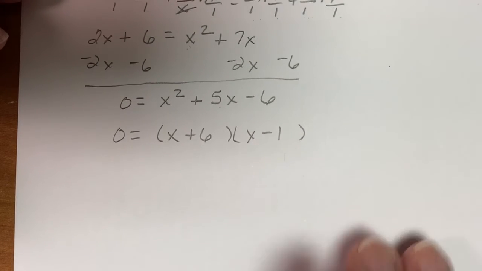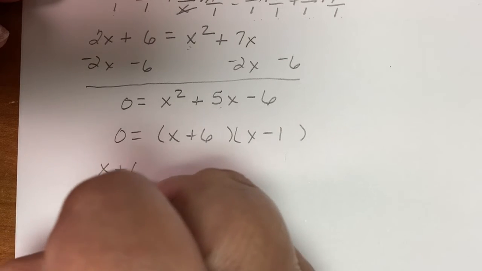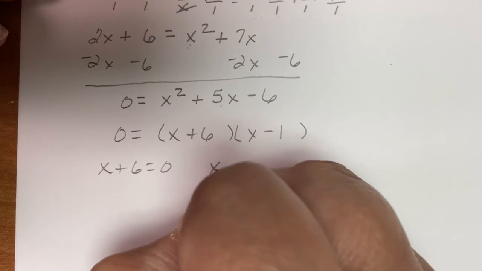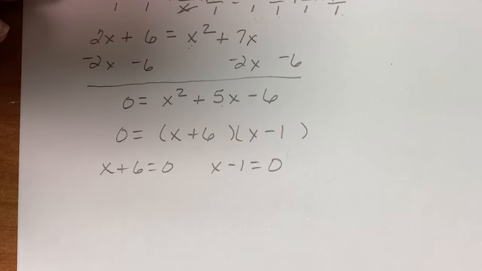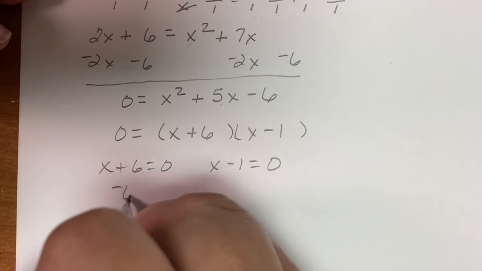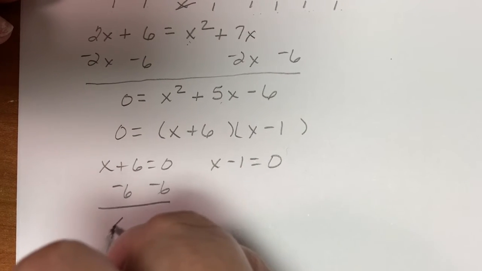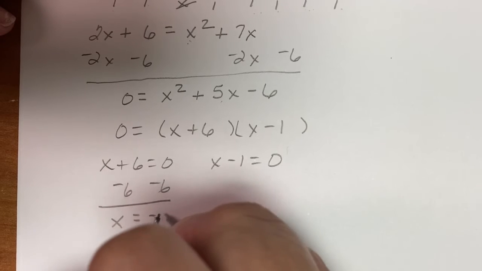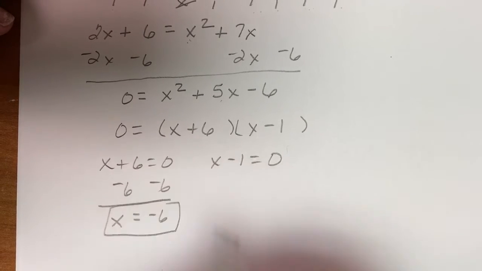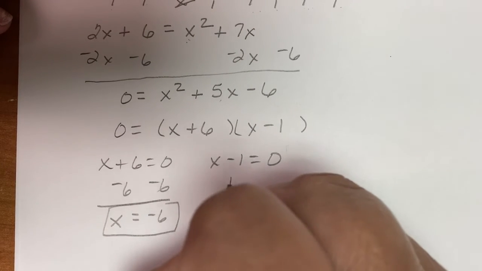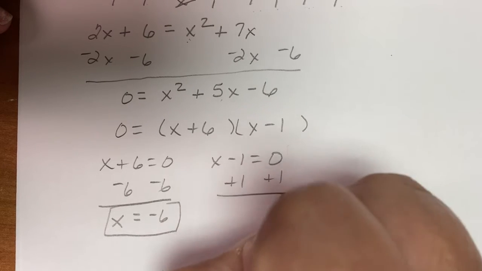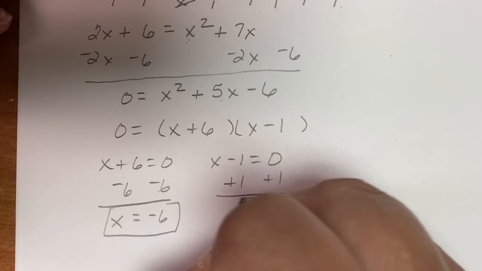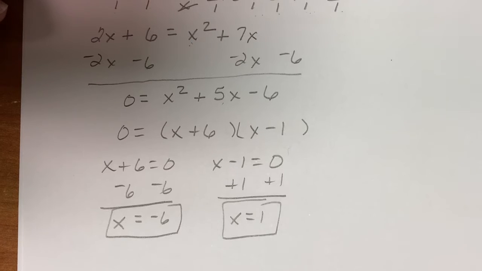And now if I take each of my factors and set it equal to 0, because that's what you do to solve a quadratic equation, here we'd subtract 6 from both sides to get an answer of x equals negative 6. And here we'd add 1 to both sides, giving me an answer of x equals positive 1.